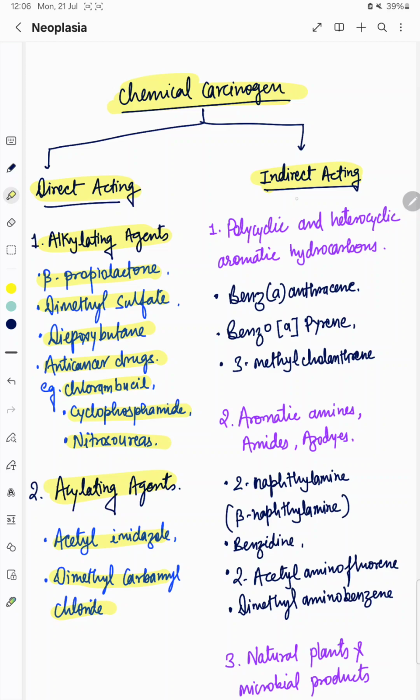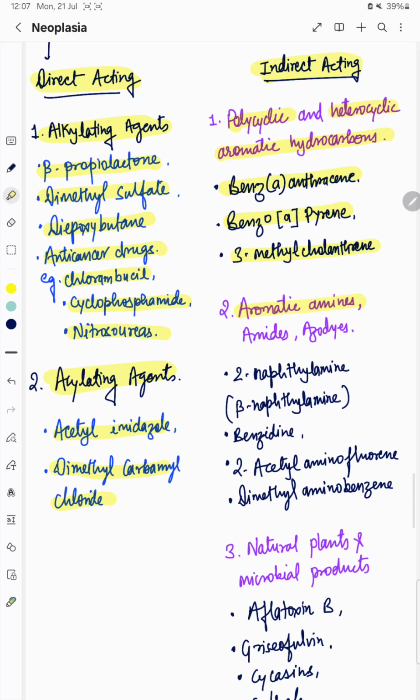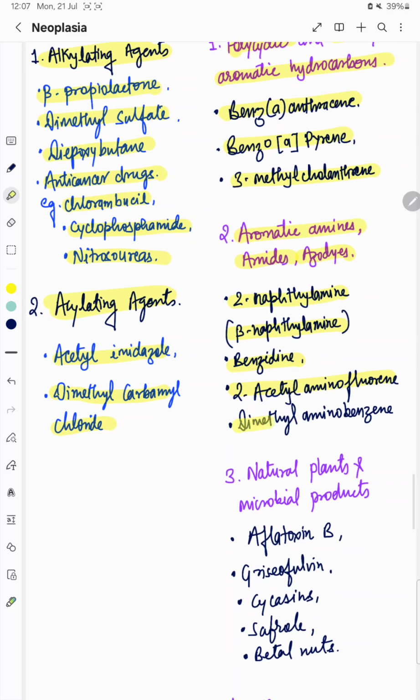In the other category of indirectly acting chemical carcinogens, they first need to be converted into an active intermediate or metabolite for the process of carcinogenesis. In this category, we have polycyclic and heterocyclic aromatic hydrocarbons like anthracene, benzopyrene, 3-methylcholanthrene, aromatic amines, amides and azo dyes like 2-naphthylamine, beta-naphthylamine, benzidine, 2-acetylaminofluorene, dimethylaminoazobenzene.